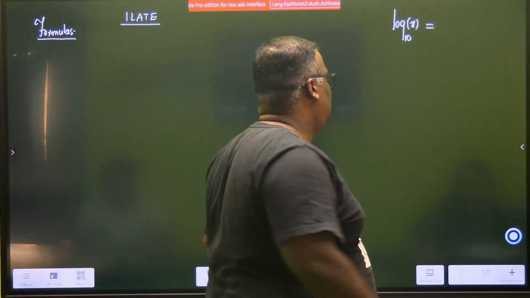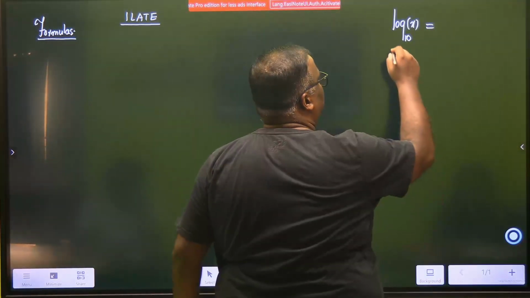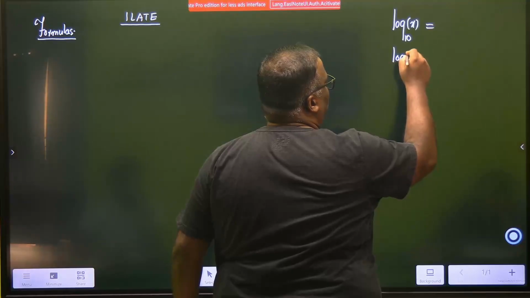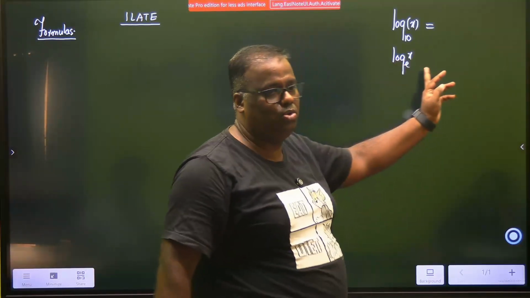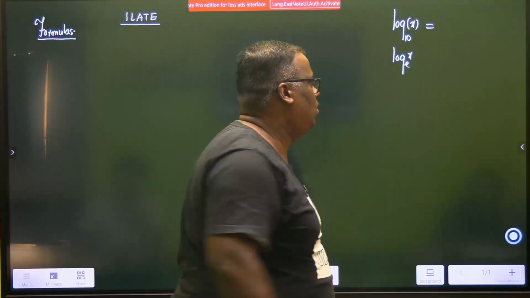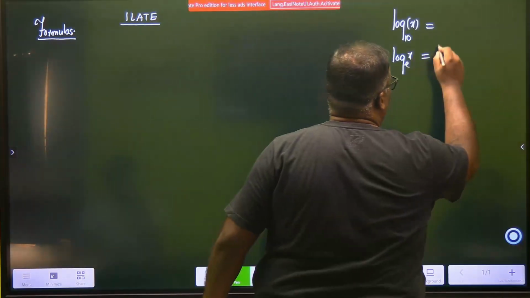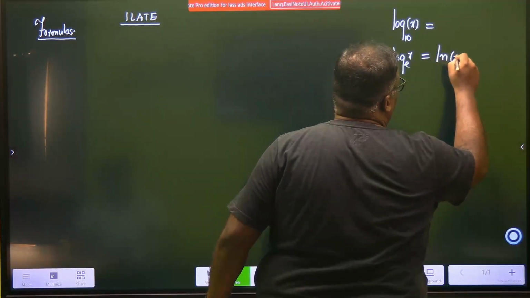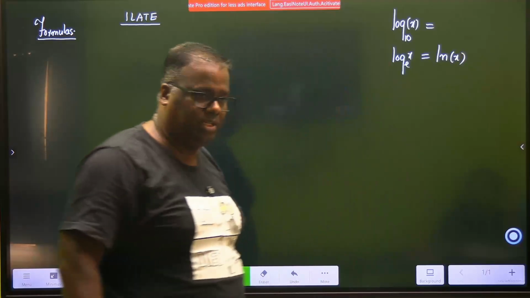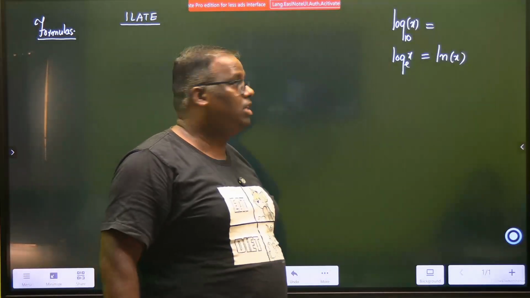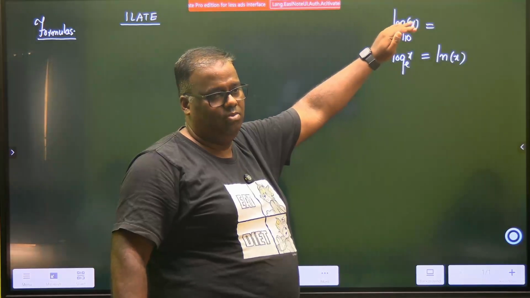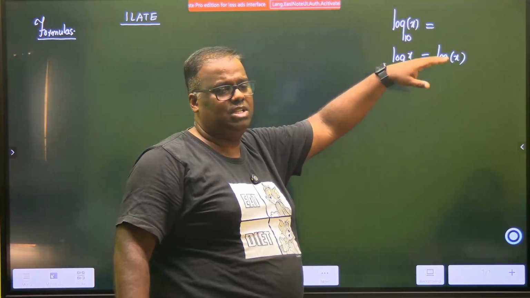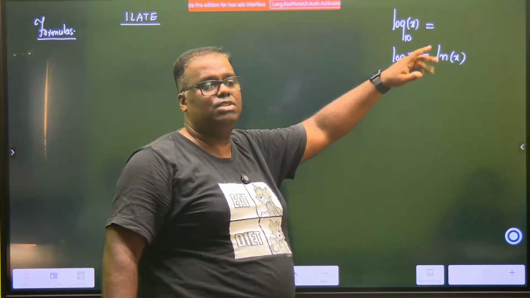There are two types of logarithm. One is log base 10 and one is log of x base exponential e. This is known as natural log, and this is written as ln of x, natural log, right? In integration and all, we are not doing any calculation. We use logarithm as a function. Whether it is integration or whether it is differentiation, we use log as a function.